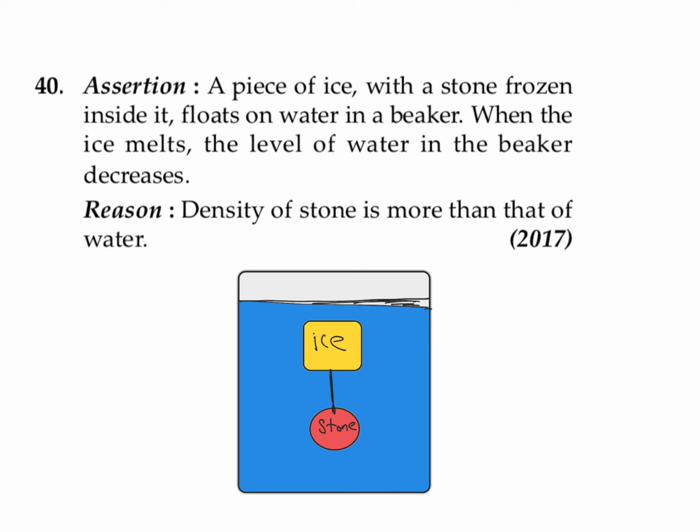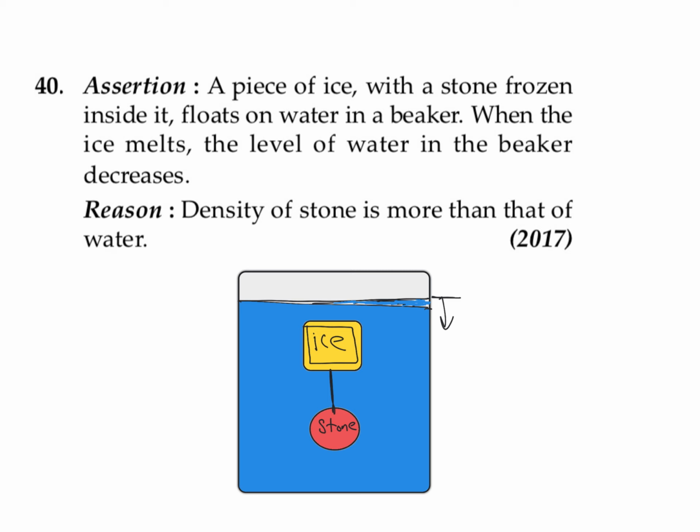So we know what happens when the ice melts: the level of liquid, or level of liquid column, is going to decrease. The reason for that is when the ice melts, its volume decreases. So as the volume decreases, the space which is occupied by ice is going to decrease. Then the overall level of this liquid is going to decrease.